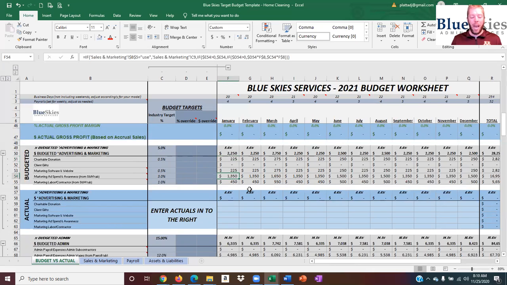The biggest one would be ad spend and awareness. So anything you're spending on Google ads or Facebook ads or Nextdoor or Thumbtack, Home Advisor, maybe postcards or flyers or something like that. Anything that's a direct ad spend would go there. Then you also have the people that you pay to do some of the marketing work for you. So if you pay somebody to do SEO for you, or you pay somebody to do social media management or Google ads management or something like that, they would go under the marketing labor contractor.